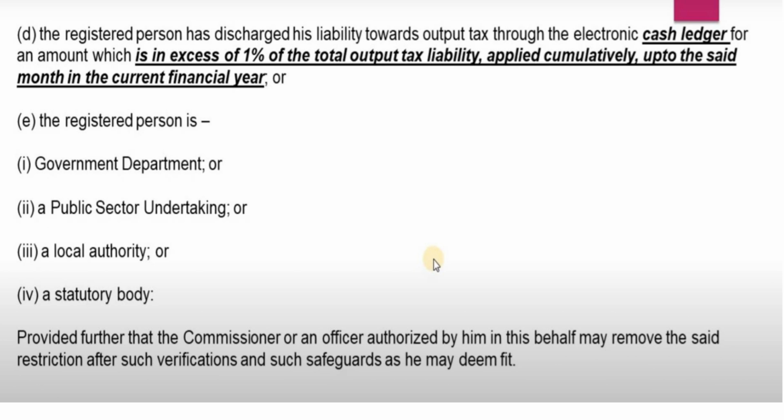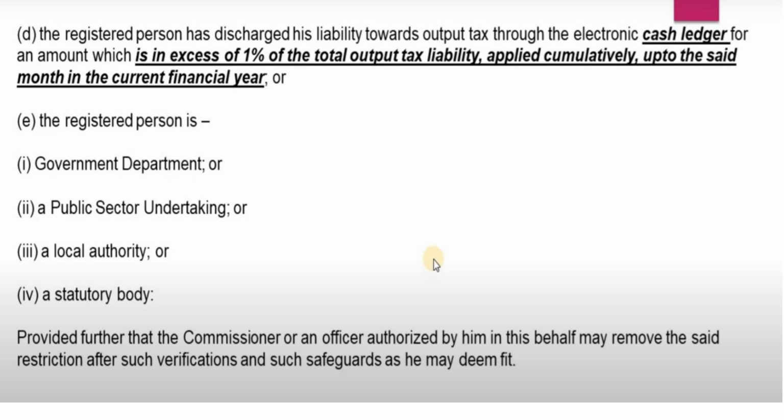But for the month of January, the cumulative will become up to December. In December, if I have not made any payment in cash, and if the cumulative cash payment becomes less than 1% of the total output tax liability, then again for January I will have to make cash payment. So this is again a continuous assignment. This is a very important rule.